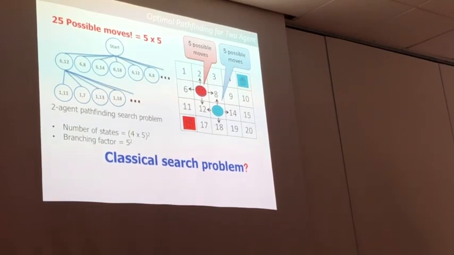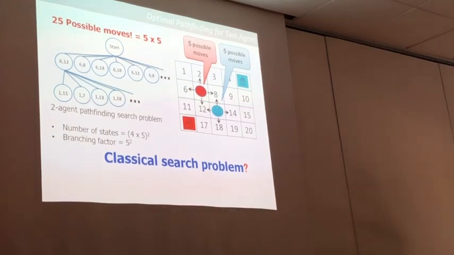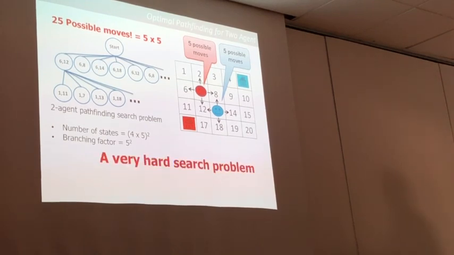So the branching factor will be exponential in the number of agents, and this is very bad because we know that the complexity in the worst case, ignoring heuristics, is exponential in the depth of the solution, and the branching factor is the base. So it will be almost doubly exponential in the number of agents. So it becomes a very hard problem.